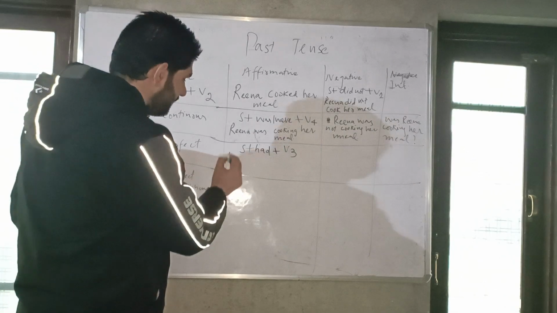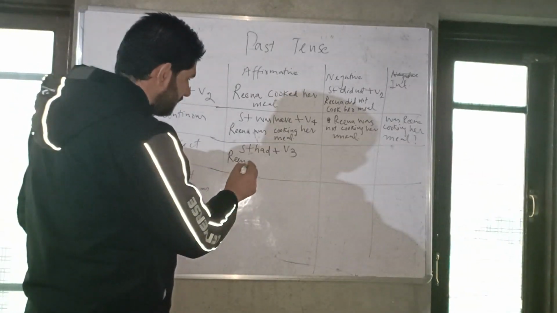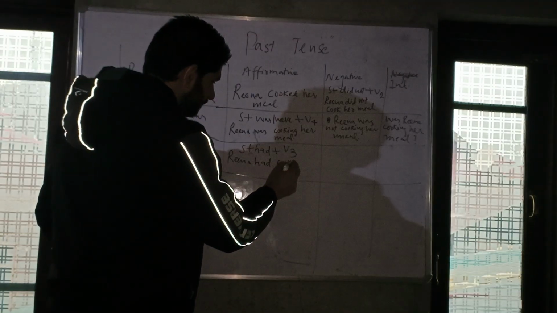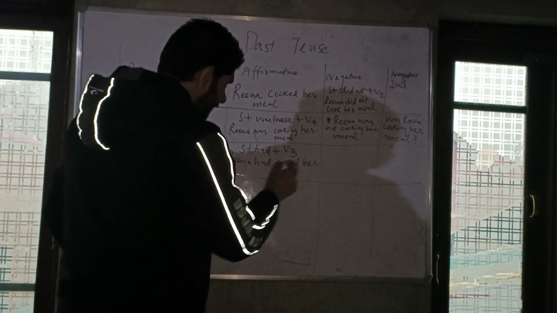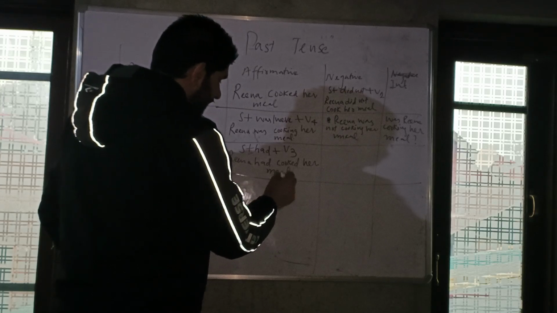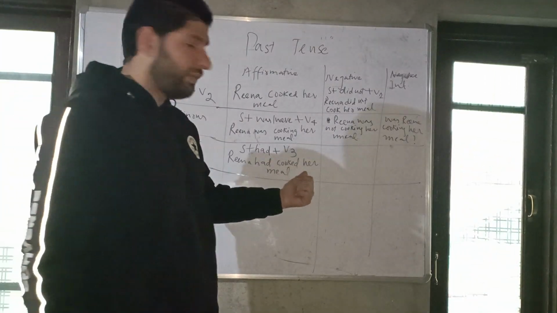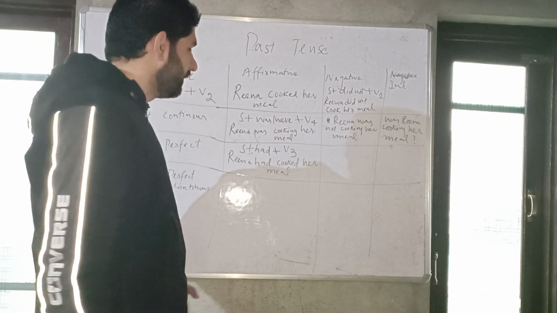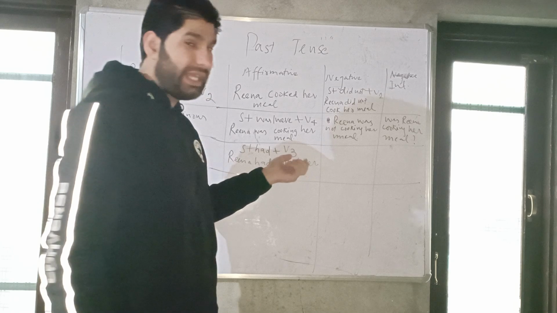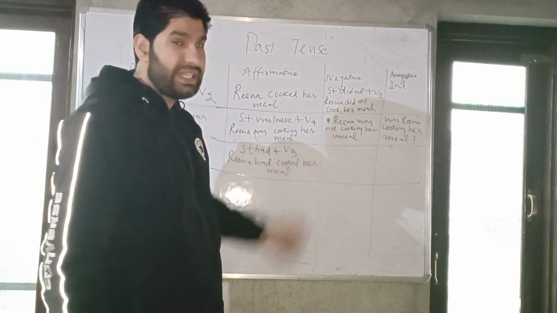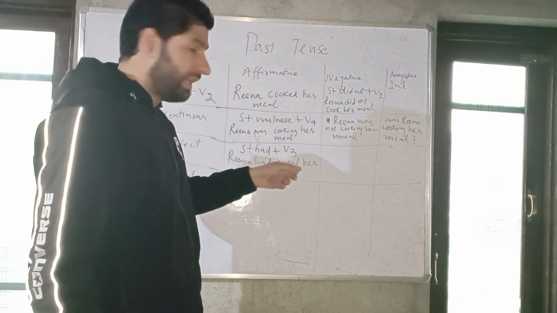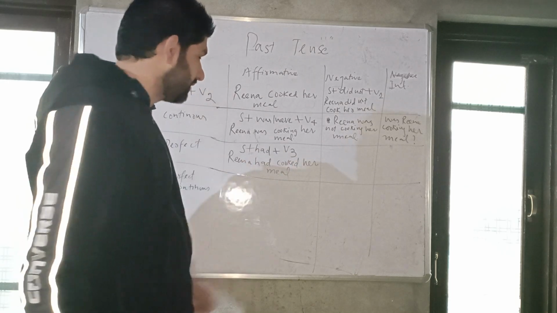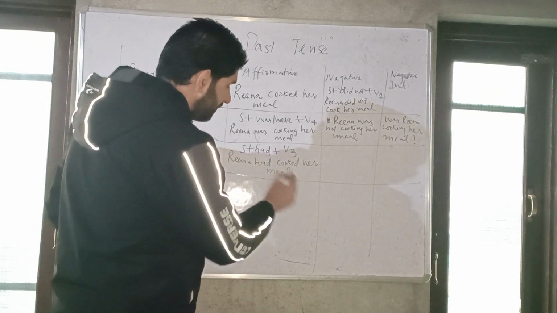So it will be like this. Reena had cooked a meal. Needless to say, whenever you find a word which is ending in ed, we are to pronounce the last letter as T. So it will not be cooked, it will be cooked. Wherever you find it, you have to use it as cooked. So Reena had cooked her meal.